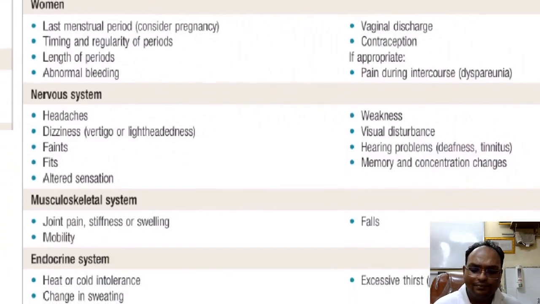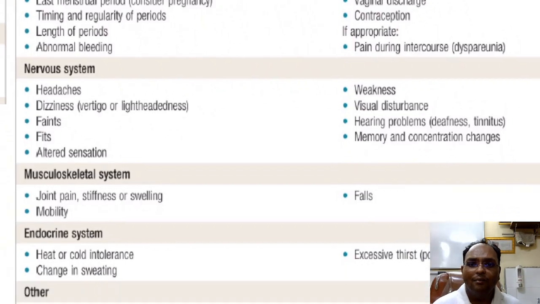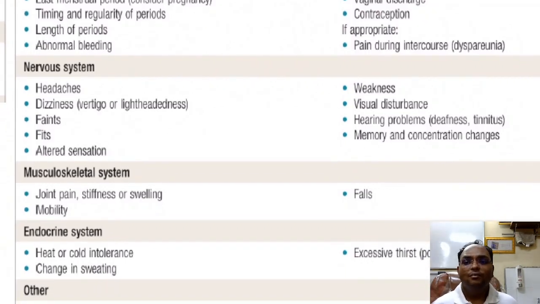In nervous system, you'll need to know about headache, dizziness, there is vertigo or lightheadedness, faints, fits, weakness, visual disturbance, hearing problems, memory problems, altered sensation. Muscular, but the main thing we'll come across, motor weakness, sensory, either symptoms of omission or symptoms of commission. Commission is pain, burning sensation. Omission is numbness, loss of temperature sensation, right?